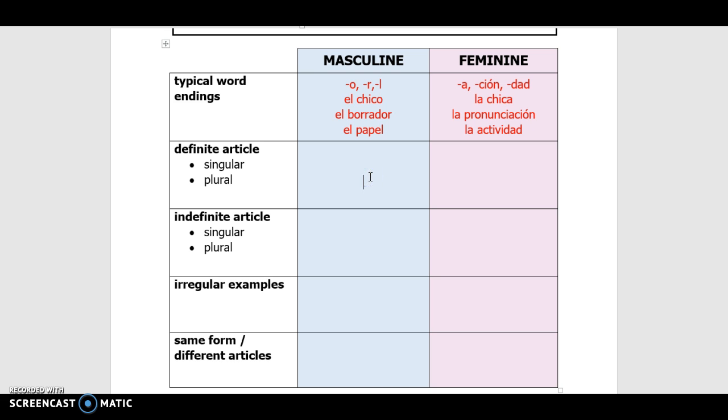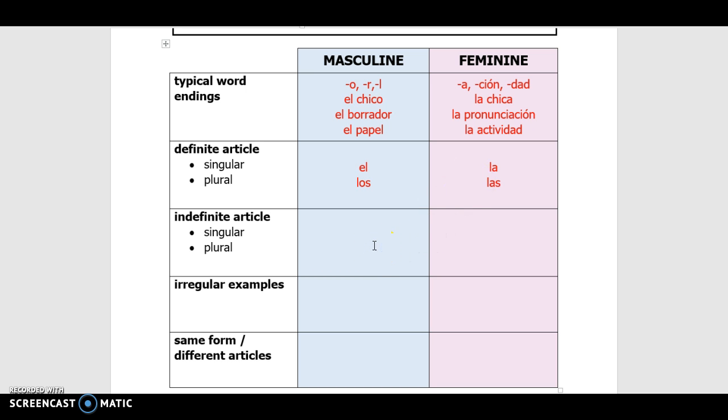masculine or feminine. All right, so for masculine, we have el for the singular, we have los for the plural. On the feminine side, you already know these. La for the singular, las for the plural. So those will be your forms of the. El, la, los, and las all mean the.